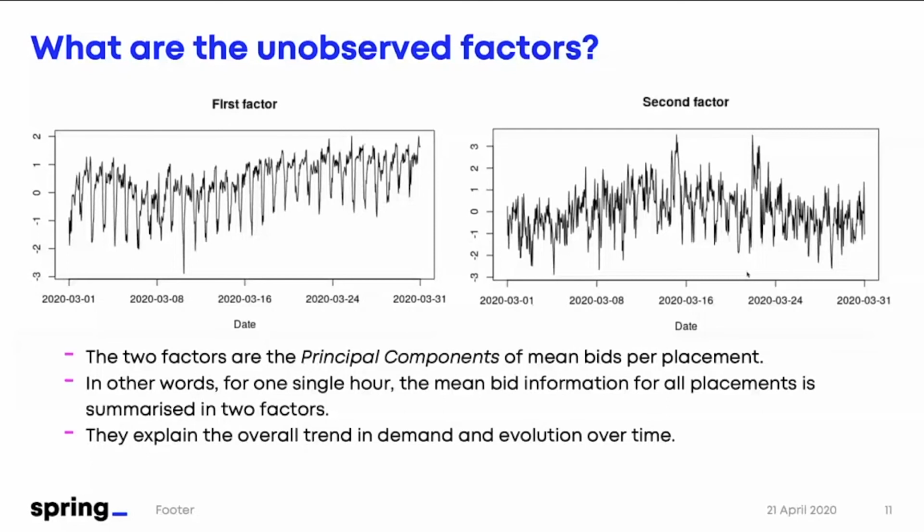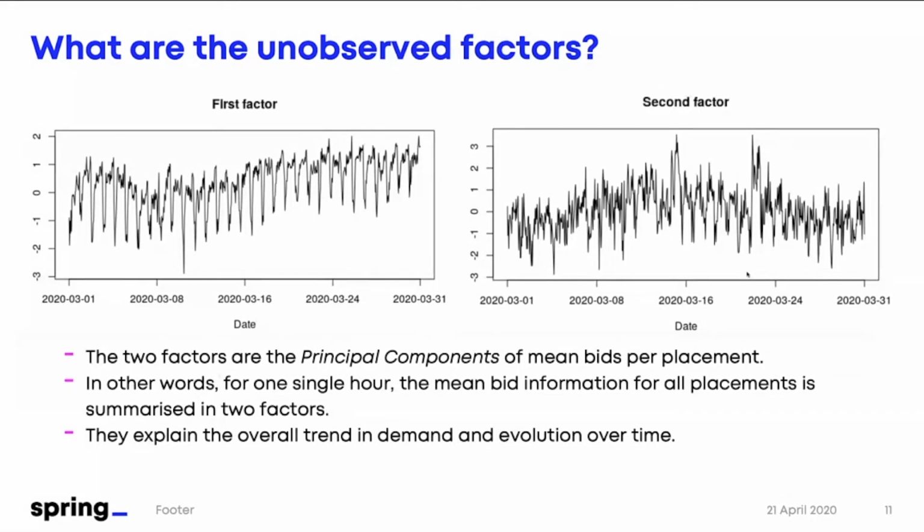So our idea to create these kind of factors is to use the mean bids per placement. For each placement, we're able to see how high or low on average the bids are, and to create these 2 factors as the principal components of this mean bids per placement. So instead of having hundreds or thousands of factors, 1 for each placement, we will just summarize this seasonality or trend in demand into these 2 factors.